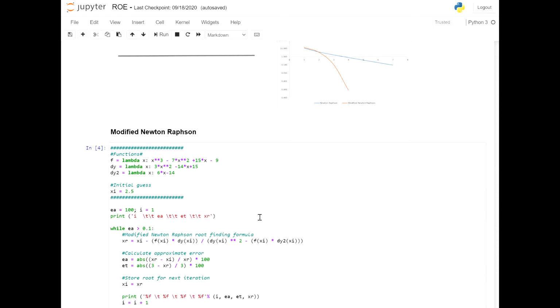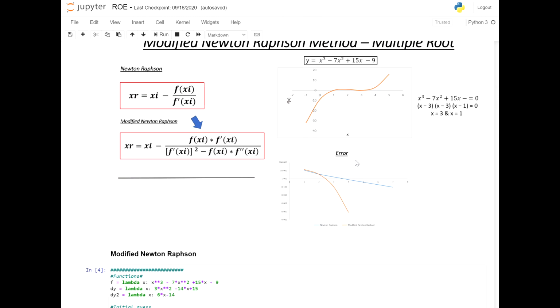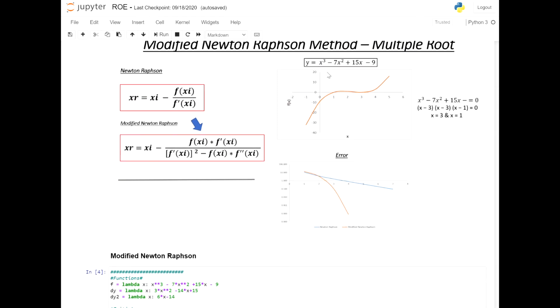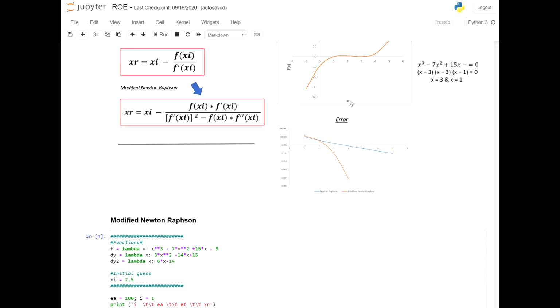Now, the Python code is very, very simple. Here, instead of defining just the function and the derivative as we have done with the Newton-Raphson, we're also going to be defining the second derivative. In this case, the function that we're dealing with is a cubic function. So it's x cubed minus 7x squared plus 15x minus 9. This gives us a derivative of 3x squared minus 14x plus 15, and of course a second derivative of 6x minus 14. Now here, since we're dealing with a multiple root of 3, the initial guess is 2.5.